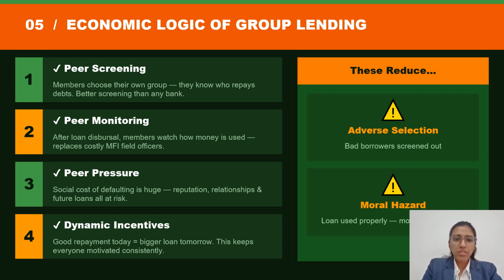Dynamic incentive means future loans depend on current repayment. If you pay today, your next loan will be larger. This keeps everyone motivated. Economically, we say that these four elements reduce two classic problems: adverse selection, screening borrowers, and moral hazard, ensuring borrowers use loans properly.